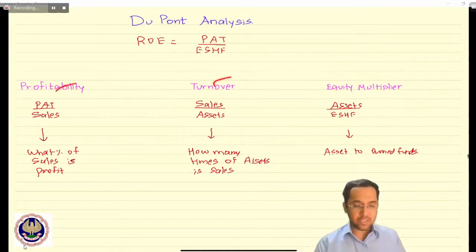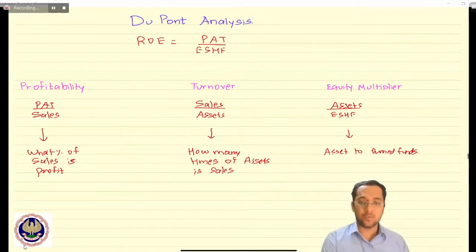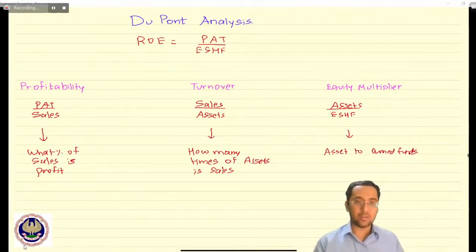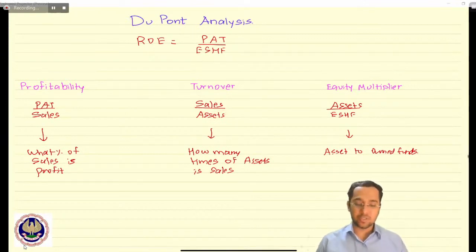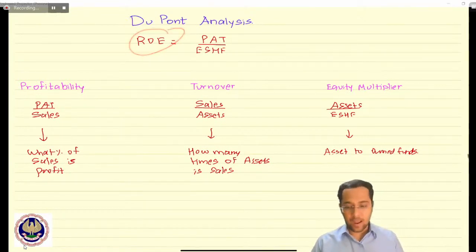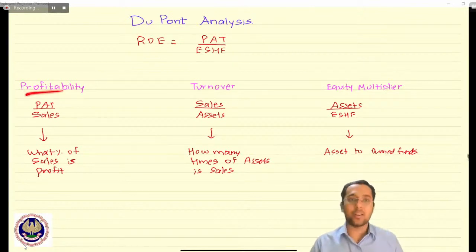So if any of these three is a weaker point of your company, you can target the other one. If you're typically in an industry wherein the turnover is low, it means you have to employ heavy assets. You need a huge amount of assets, and those assets will be used for generating sales. But I can attain a higher return on equity if I am able to have higher profitability.